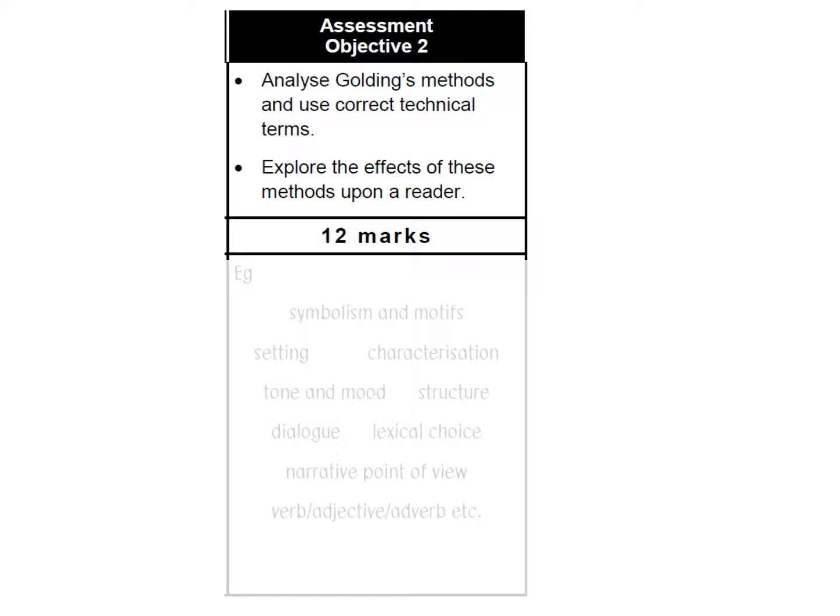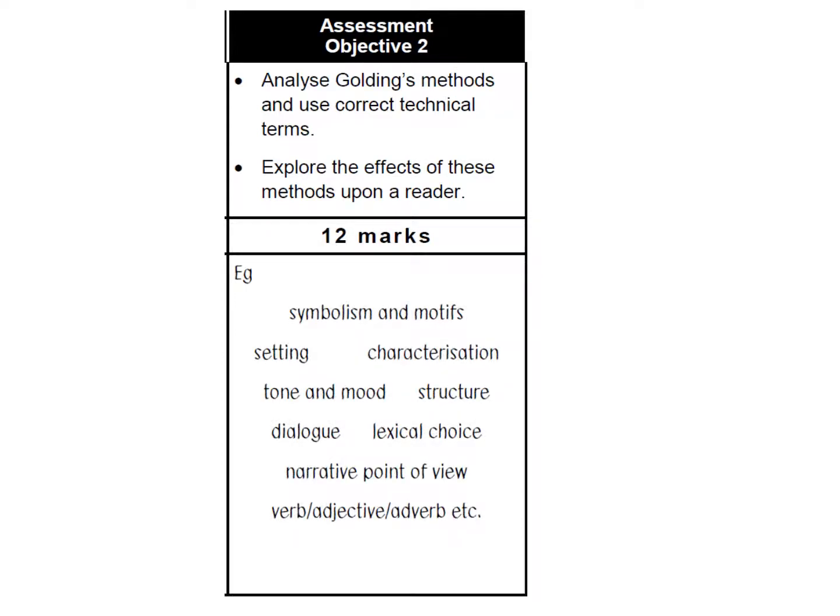Now these can be quite large techniques or quite small ones. So they could be things like symbolism and motifs. Motifs are repeated images, so we could talk about the conch shell or the painted faces. You could talk about setting, that's a technical term. Characterization, which is the way in which characters are put forward. So are they put forward through being described, through their actions, through their dialogue?